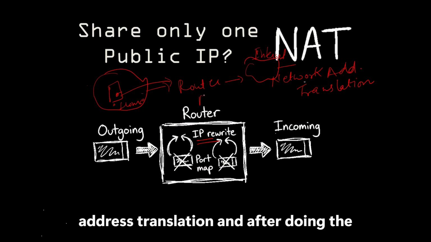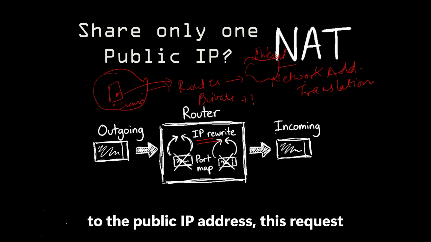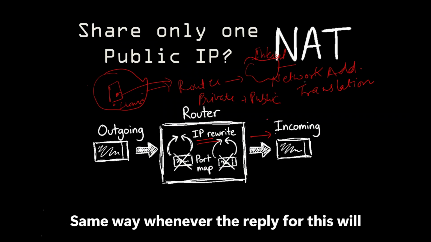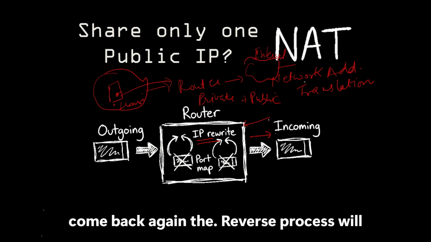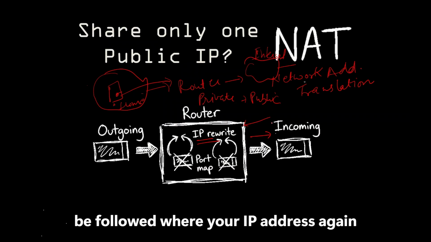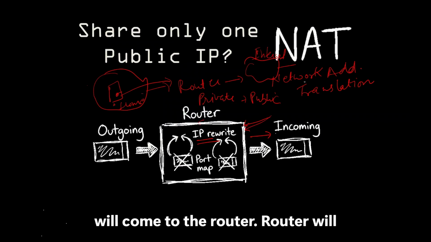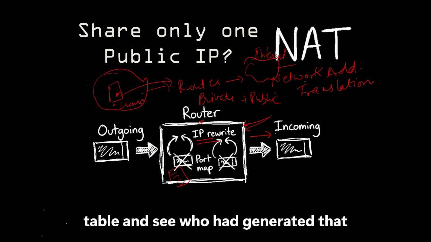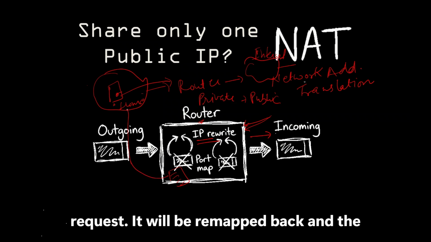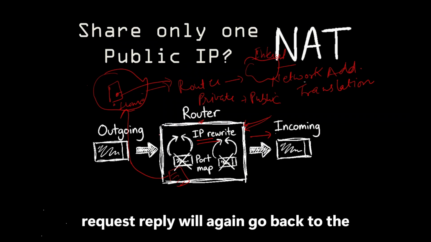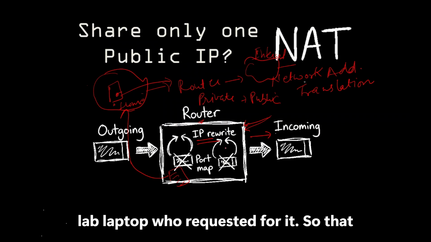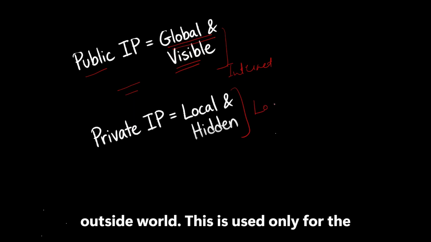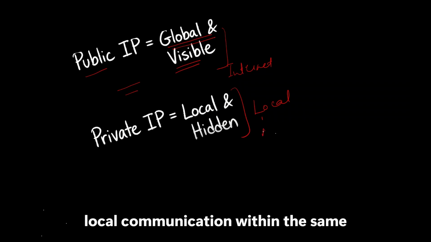After the translation from the private IP address to the public IP address, this request goes further over the internet. Same way, whenever the reply comes back, the reverse process is followed, where the reply arrives at the router. The router checks the network address translation table to see who generated that request. It is remapped back, and the reply goes back to the laptop that requested it. That is how your address is local and hidden from the outside world. It is used only for local communication within the same network.